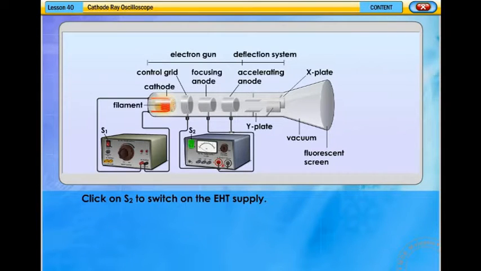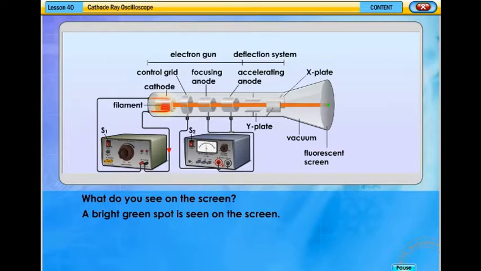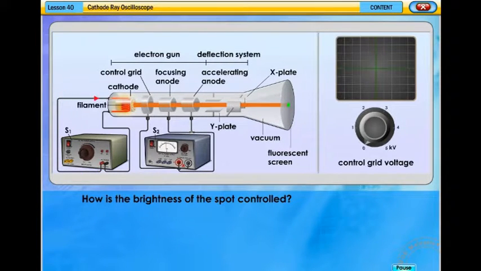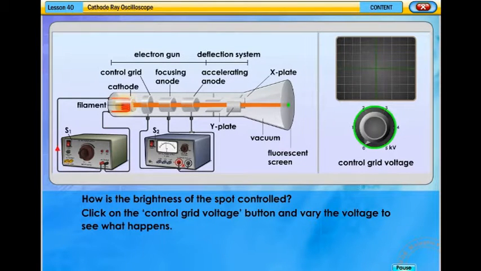Click on S2 to switch on the EHT supply. What do you see on the screen? A bright green spot is seen on the screen. How is the brightness of the spot controlled? Click on the Control Grid Voltage button and vary the voltage to see what happens.